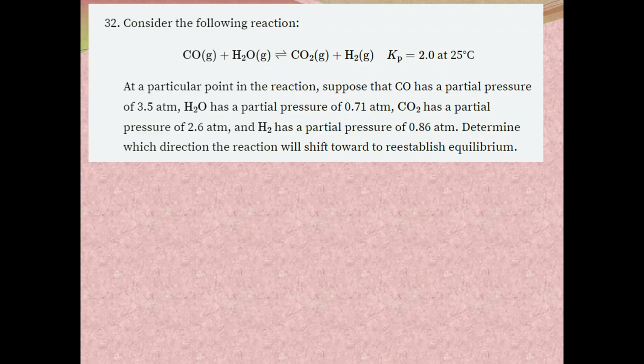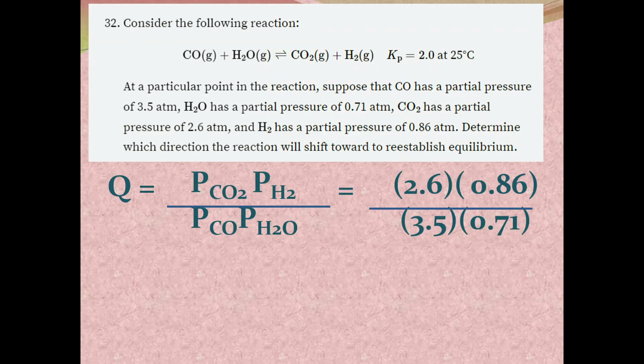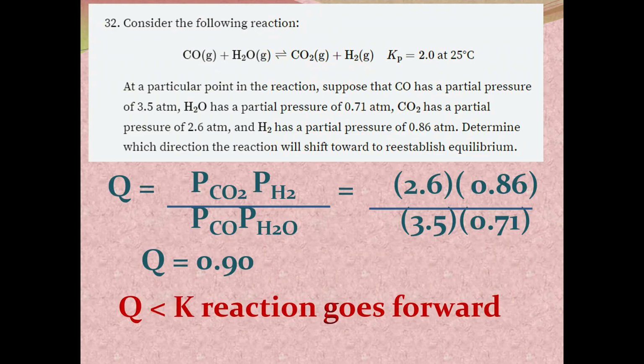So I have to find Q. My Q is products over reactants. It's 2.6 for CO2 times 0.86 for hydrogen divided by 3.5 for CO and 0.71 for the H2O. So my Q value is 0.90. So Q is less than K, and my guess was correct. The reaction is going to go forward. But again, I can't know that for sure unless I actually do the numbers.